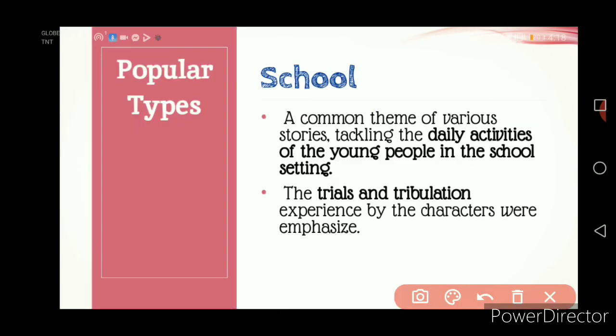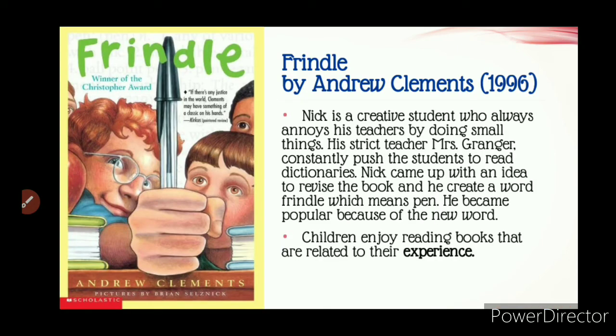Another one of the most common types used in different genres are the stories inside the school. This focuses on the characters' daily activities in the school setting. Also, the characters' trials and tribulations or sufferings are emphasized in the story. An example is the novel entitled Frindle by Andrew Clements.